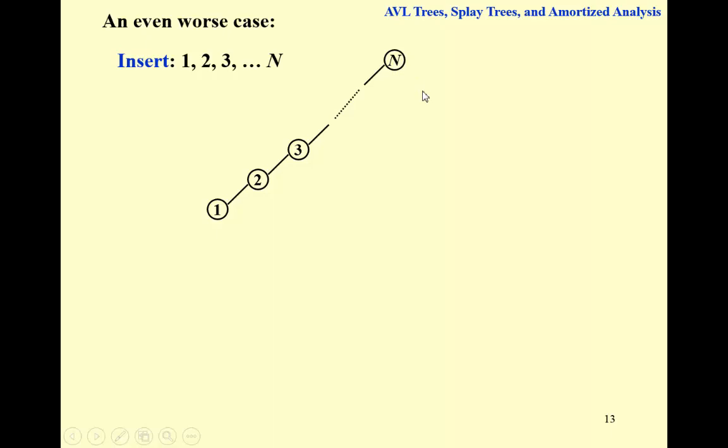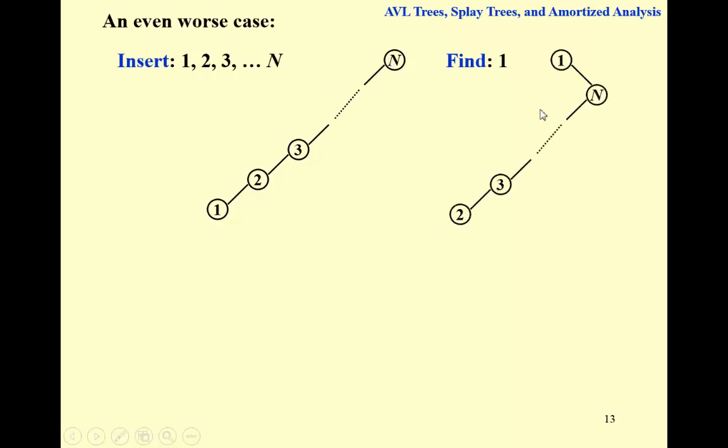We make one insertion and one rotation is constant. So with n insertions, the total time is big O of n. It's quite good, not bad at all. But let's try to find 1. What's going to happen? We're going to start from the root and take n steps to find 1. And then we must apply single rotations to rotate 1 up to the root.